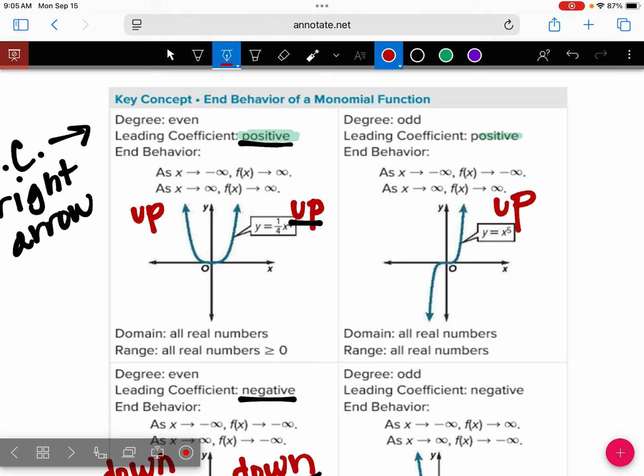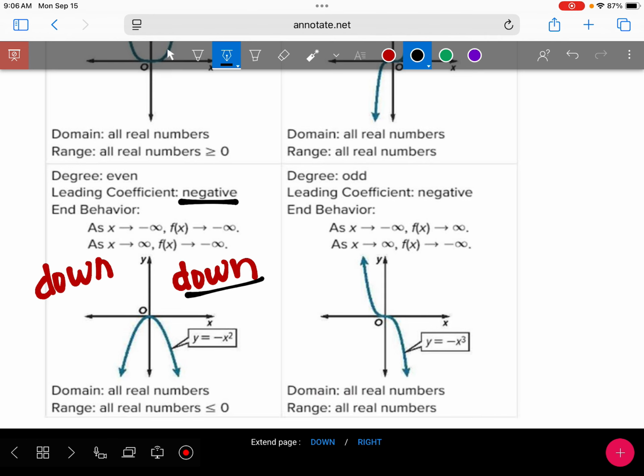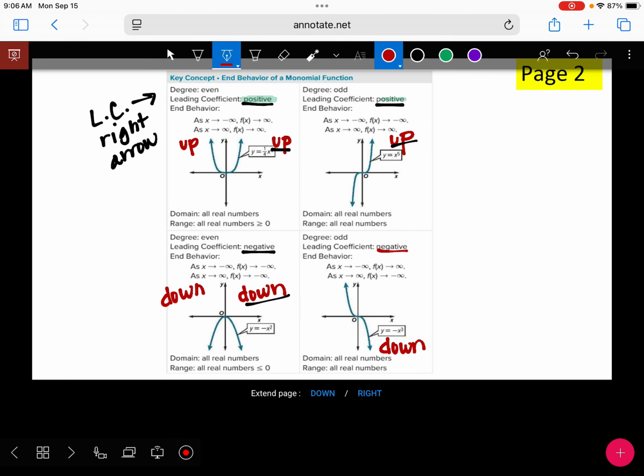So it goes up on the right because it's positive. This tells you what it's doing on the right. That's what I want you to remember. The leading coefficient controls the right arrow. And then here, notice that it's going down on the right. Well, our leading coefficient is negative. Now the other side, the left side, is controlled by the degree. Your degree controls the left.